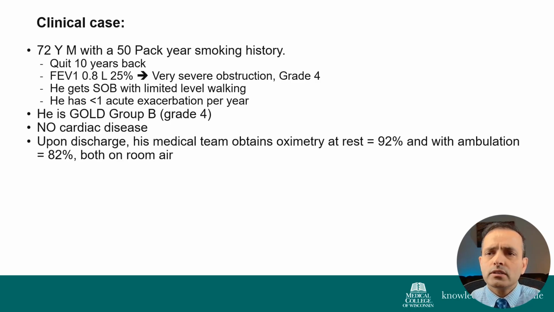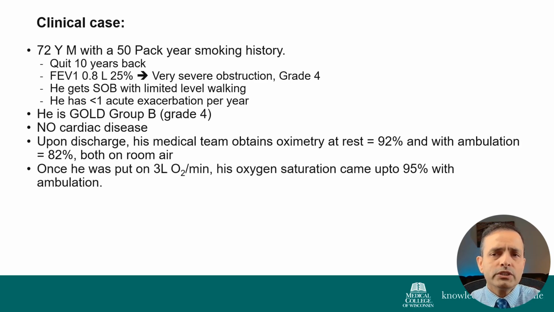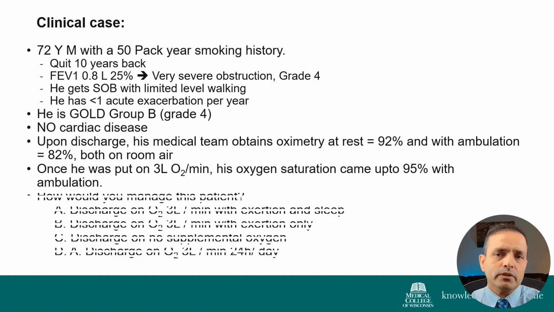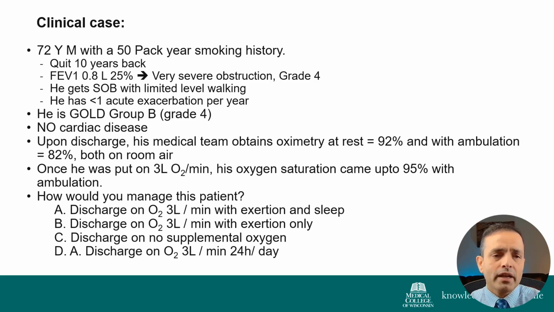Upon discharge, his medical team obtains oximetry at rest, which was 92%, and they make him walk around, and with ambulation, SpO2 went down to 82, both on room air. Once he was put on 3 liters of oxygen per minute, his oxygen saturation came up to 95% with ambulation. How would you manage this patient?